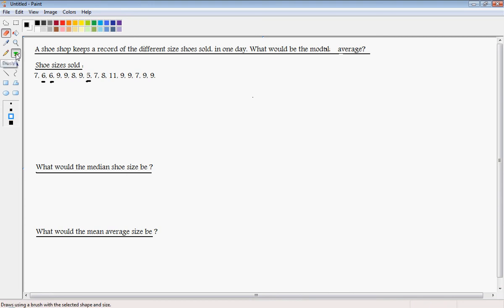Okay, so we have a typical sort of average question. A shoe shop records the different sizes of shoes sold in one day. What will be first? The modal average. Now modal, if you remember from the introduction, is just another way of saying the mode.